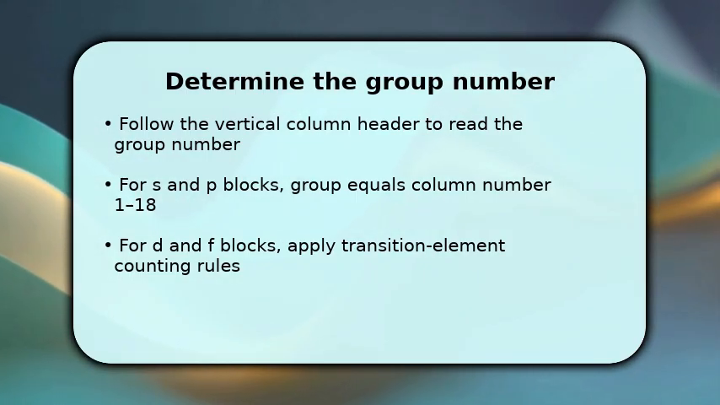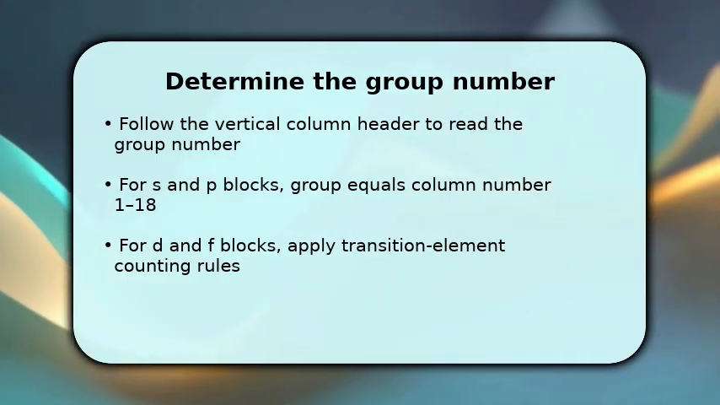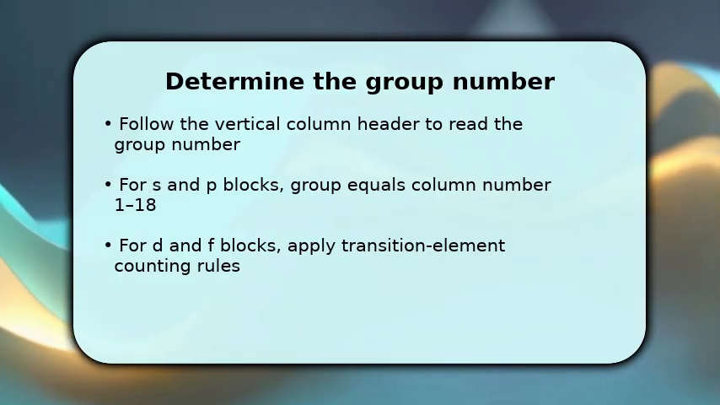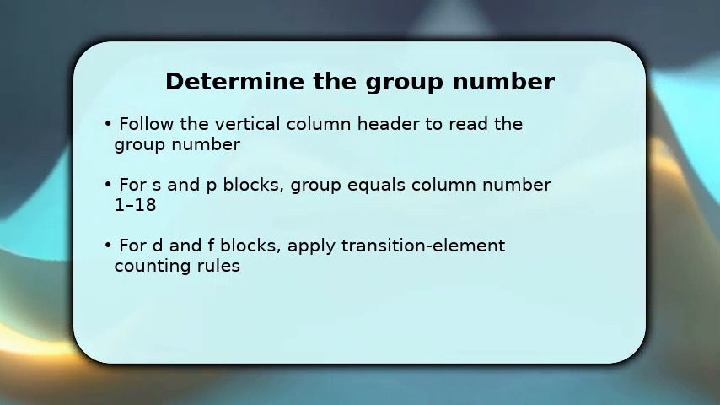For transition metals in the D block and lanthanides/actinides in the F block, count columns with care and reference the adjacent labeled columns. This gives you the correct group assignment for chemical behavior and valence reasoning.